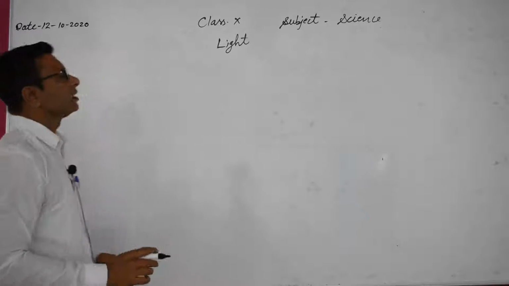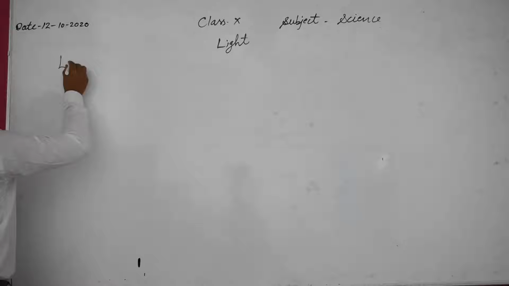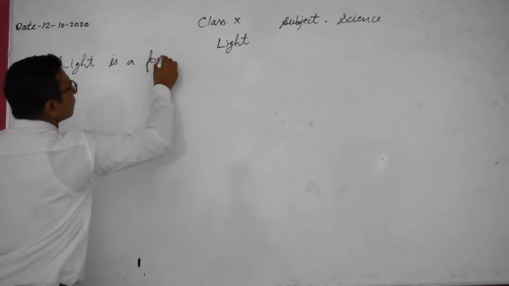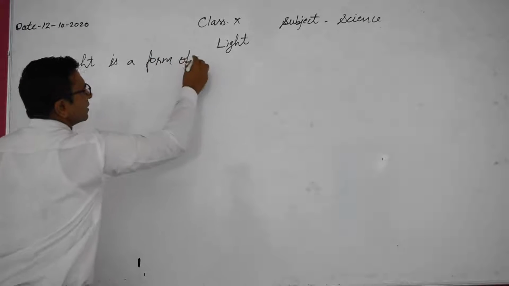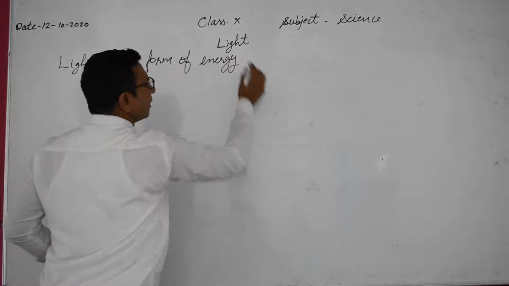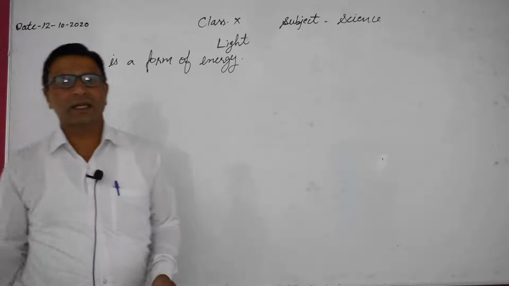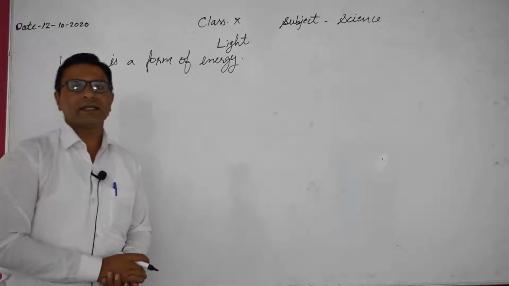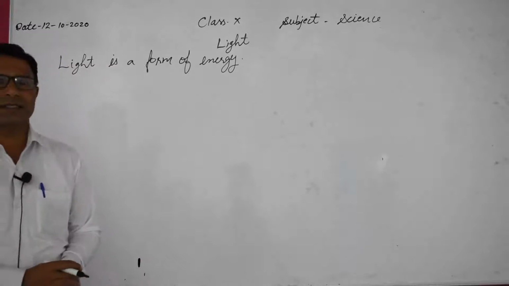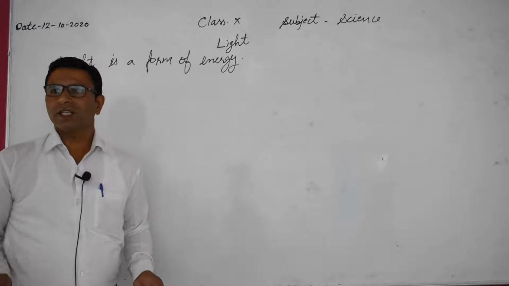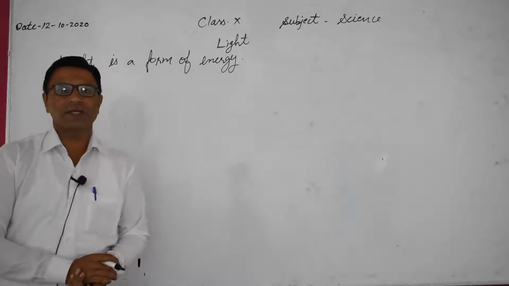So dear students, we can say that light is a form of energy, like chemical energy, mechanical energy, electric energy, solar energy. So we can say that light is energy and it helps us to see the object. So dear students, we will study about the object.